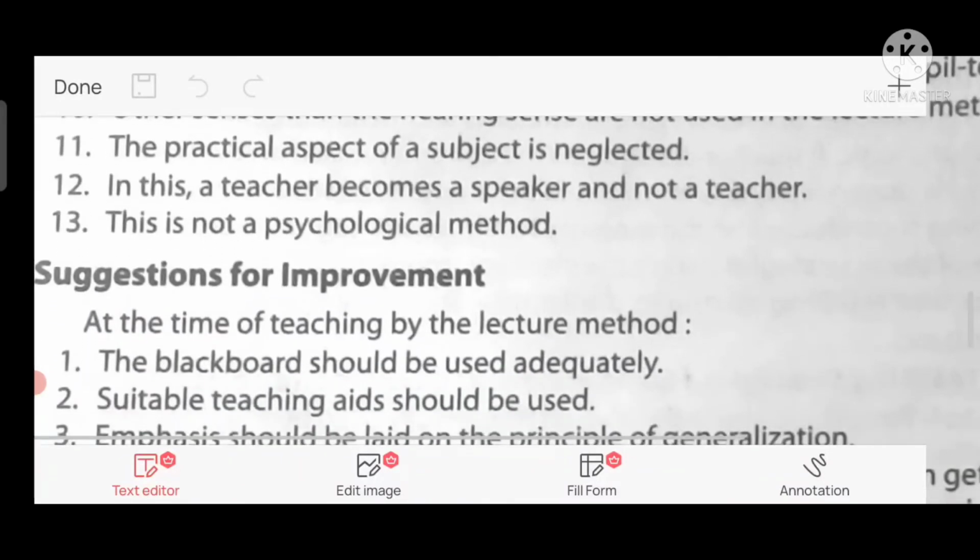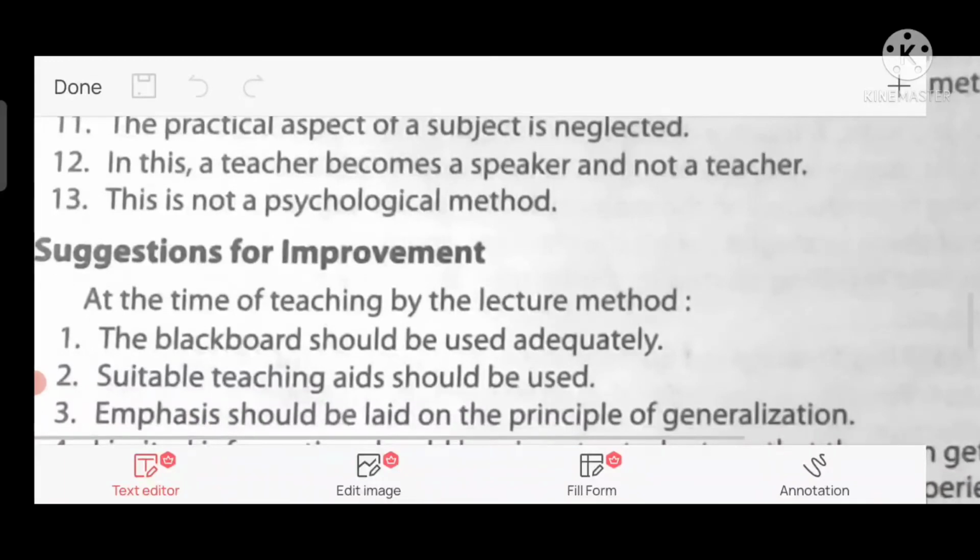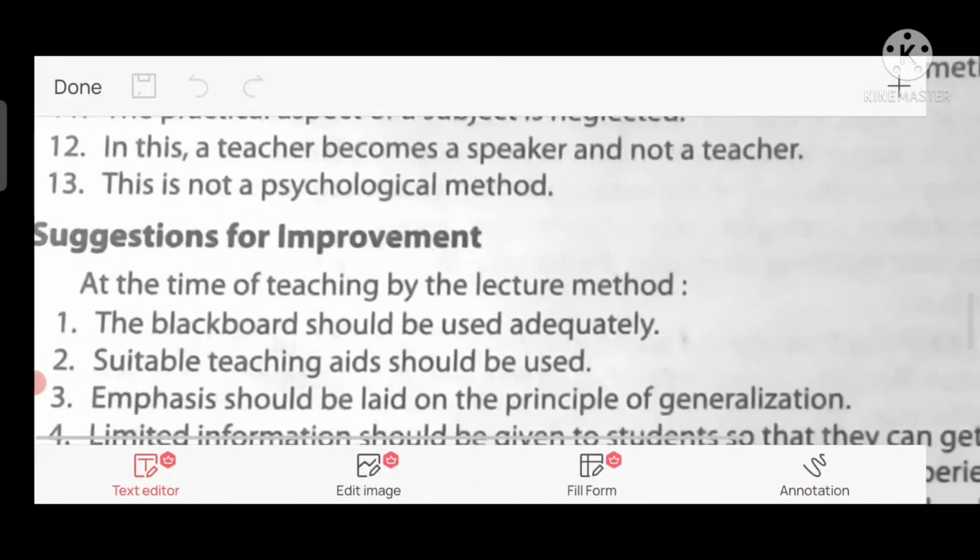Point number 12, in this, a teacher becomes a speaker and not a teacher. Last point is, this is not a psychological method.